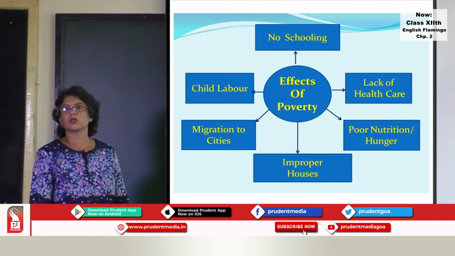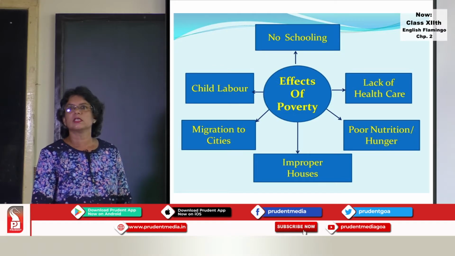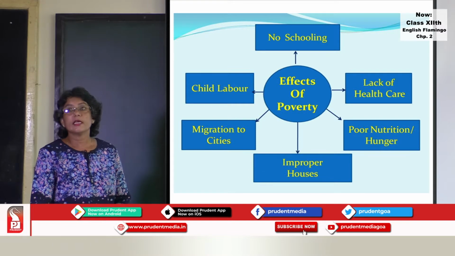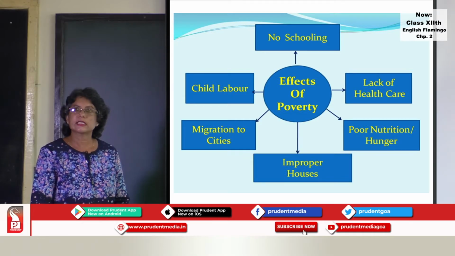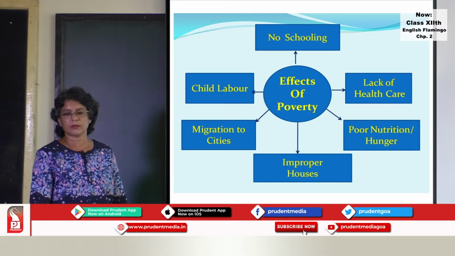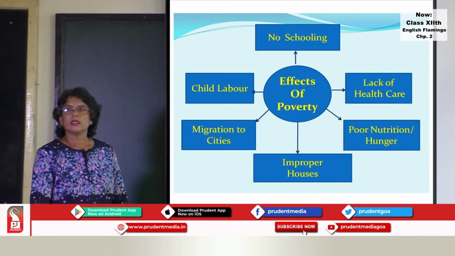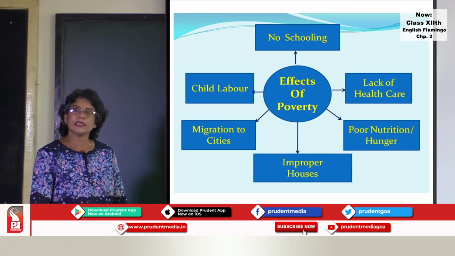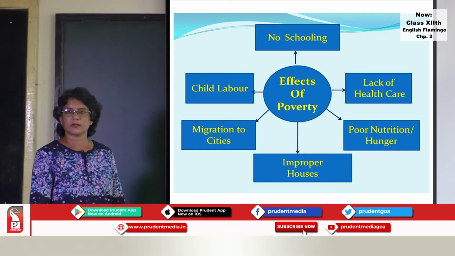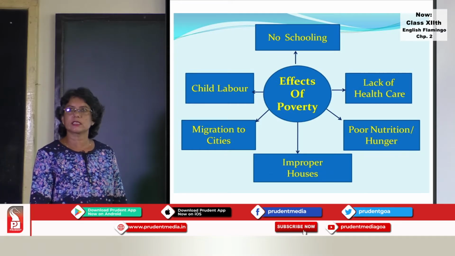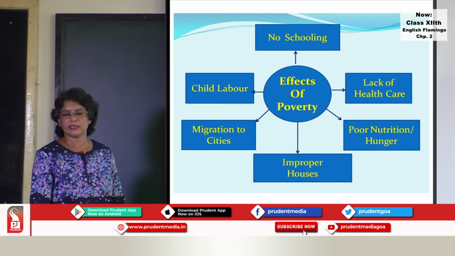They cannot afford to go to school because their parents cannot afford books, they cannot afford uniforms, and they cannot afford the luxury of keeping their children at school. Instead, they need to send them to work and earn money to support the family. We notice that there is lack of health care. The bangle makers turn blind at their profession. They are working in dingy cells without air, without proper lighting, and this causes blindness.